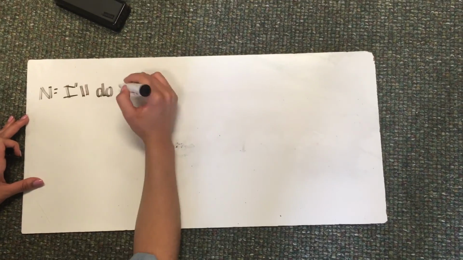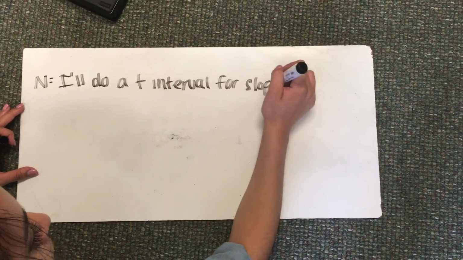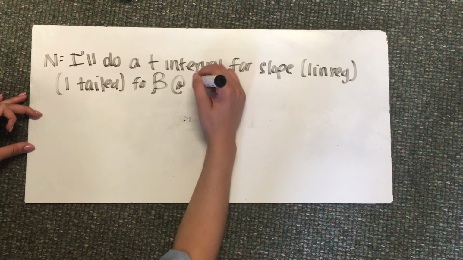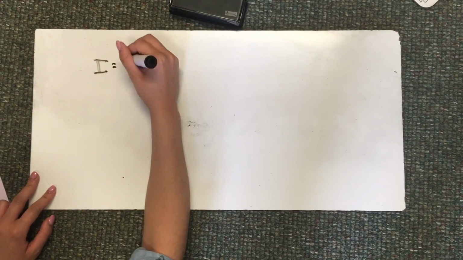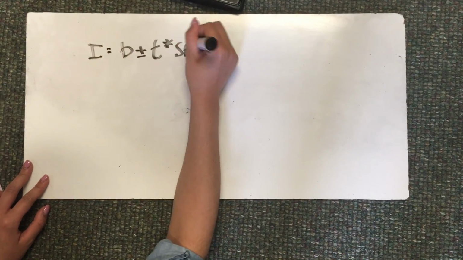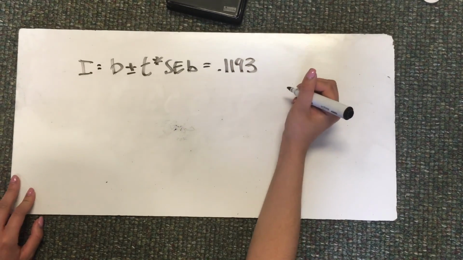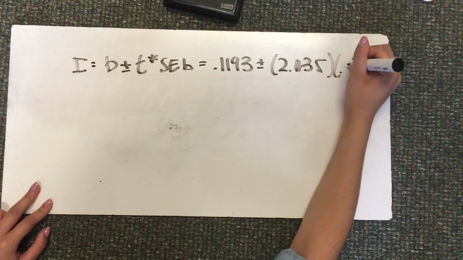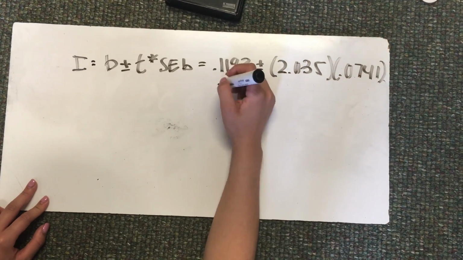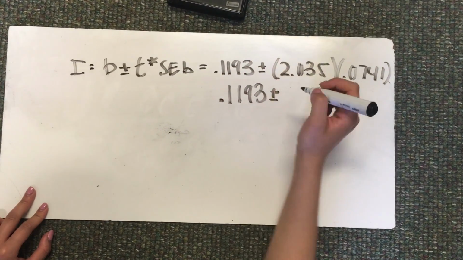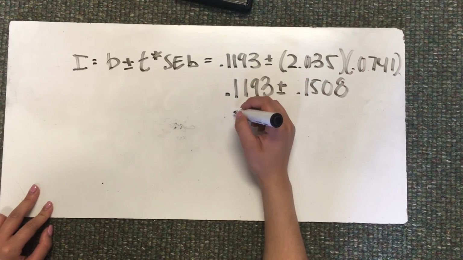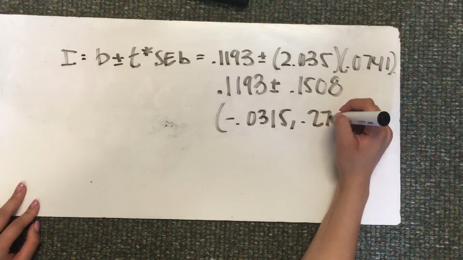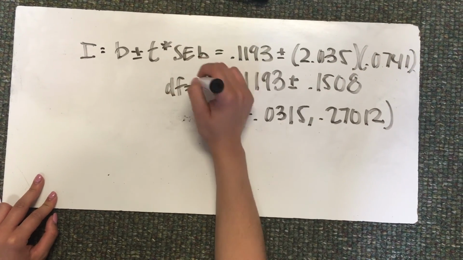To name our test, we will do a t-interval for slope using linear regression, one-tailed for beta at alpha equals 0.05. The I in PANIC stands for interval. The equation we use is b plus or minus t star times the standard error of b. When we plug our equation in, it becomes 0.1193 plus or minus 2.035 times 0.0741. When we actually evaluate this, it becomes negative 0.0315 to 0.27012.